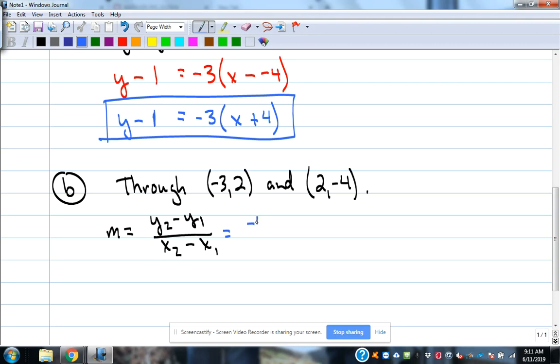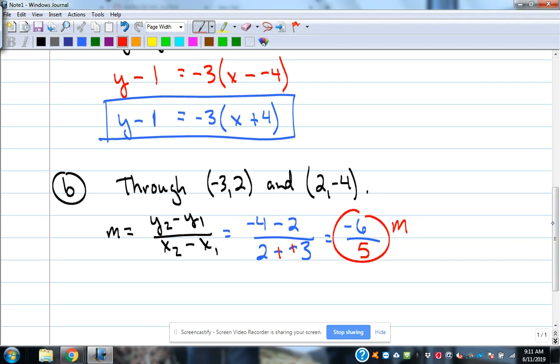So I could take -4 minus 2 over 2 minus -3. So that's the ordered pair 2, -4, the ordered pair -3, 2 is what I've lined up there. And I'm working that out. That'd be -6 over, 2 minus -3, 2 negatives make a positive, so that's going to be 5. So -6 over 5 is the slope. So now we know that this is m.